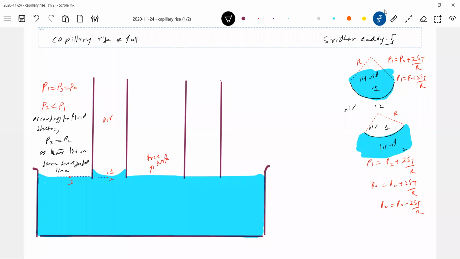So here, according to the situation, what I'm saying is P3 equals P naught and P2 is less than this one. So shall we conclude like this? Therefore, P2 is less than P3. P1 equals P3 equals P naught. P2 is less than P1. So therefore, P2 will be less than P3. This is according to surface tension. That's one idea.